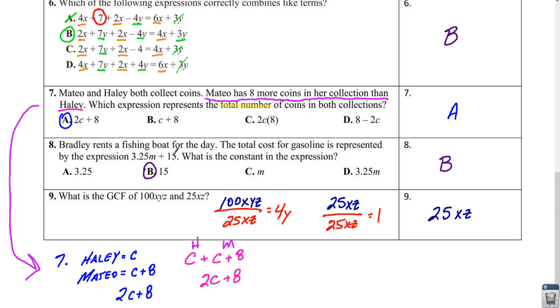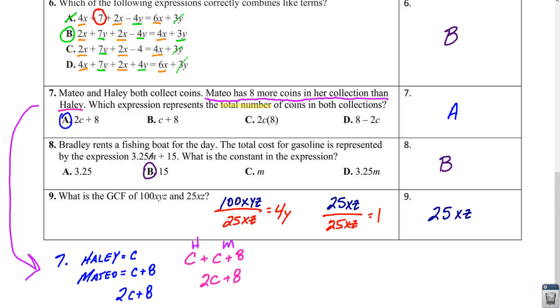That's a fixed amount. So if Bradley goes up to the counter before he starts and says, hey, how much does it cost for gas? They can tell him, well, the 3.25, that's per gallon. How many 3.25s you pay will be based on how many gallons you buy. But there's also a $15 service charge, and we charge that no matter what. That's what makes it a constant. If you break down the other two here, the 3.25 is the coefficient, and the M is the variable.